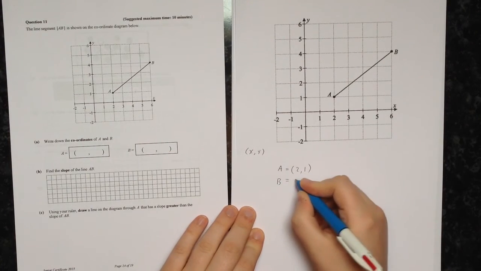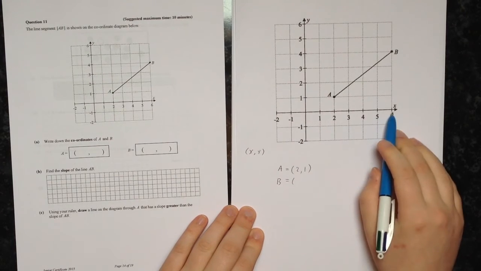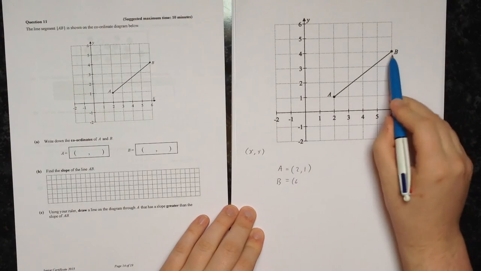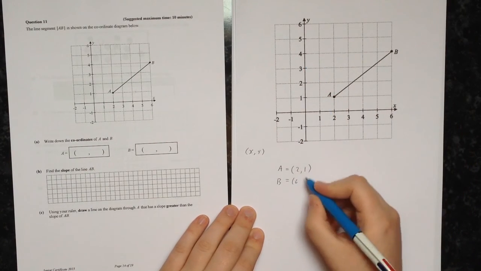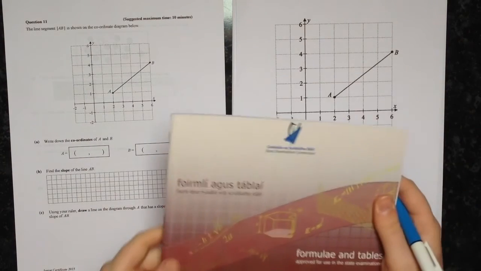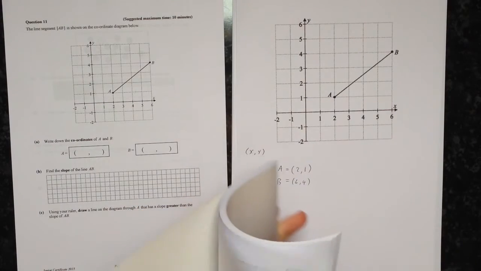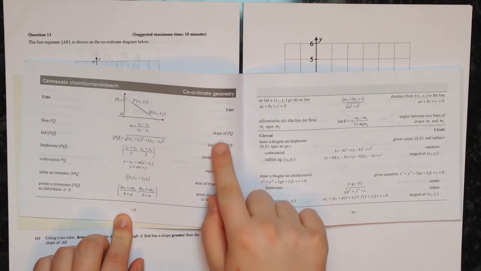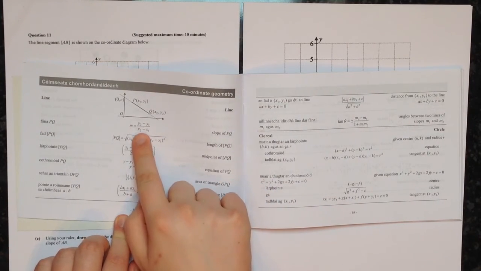And the coordinates of B, this time we want to go all the way out to here to get to B. So the x coordinate of B will be 6, and the y coordinate of B will be 4. So those are the coordinates of A and B. Part B says find the slope of the line AB. So to do this, we're going to take out our tables book that you'll be given in the exam, and turn it to the page with coordinate geometry formulas on it. And we're going to use this formula here, the slope of the line PQ.